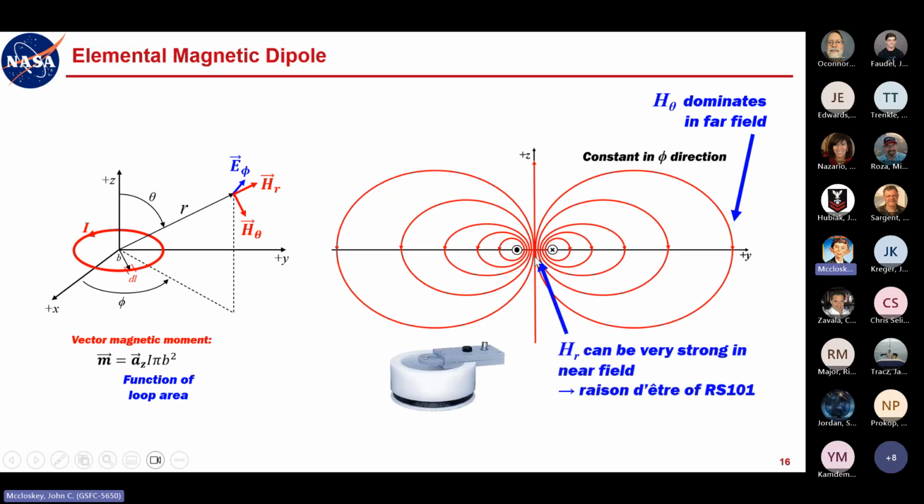But if you look right near the loop, that radial component can be very strong in the near field, and it will dominate when you're right near the loop. And that, just parenthetically, is the raison d'etre of RS101, the radiated susceptibility test for magnetic fields. You're putting a current through this coil, and you're providing a radial component, that H sub r, to impinge upon your test article. So this is actually pretty central to discussing twisted pairs, which we'll get to. So fear not, we'll come back to this.